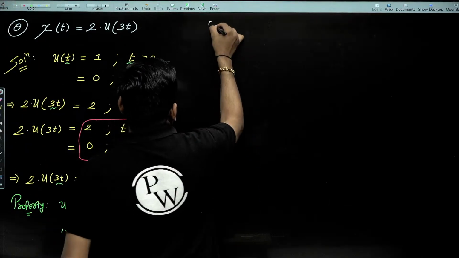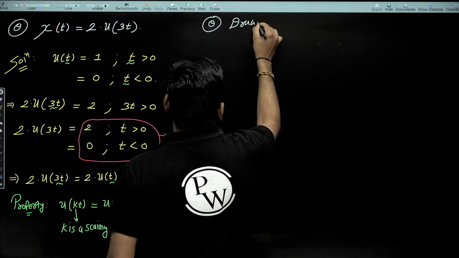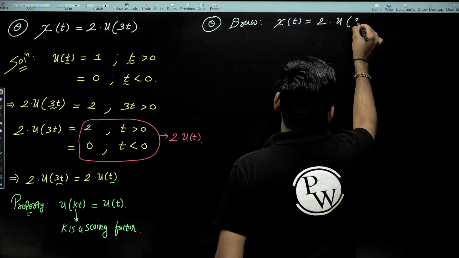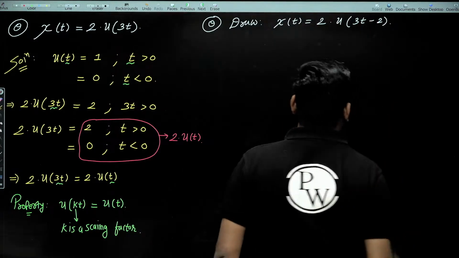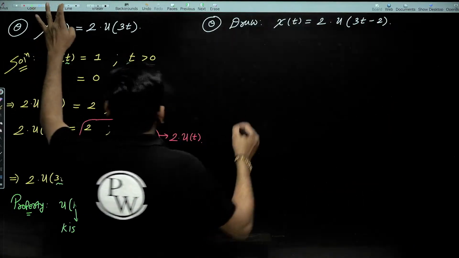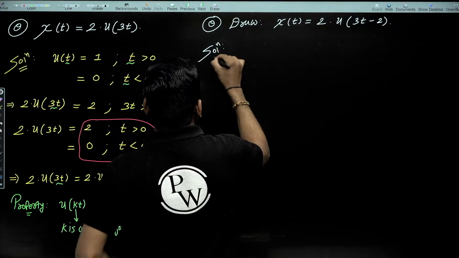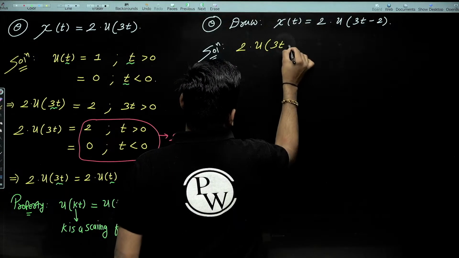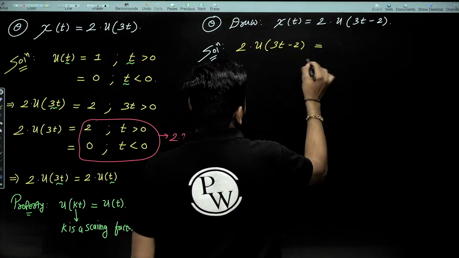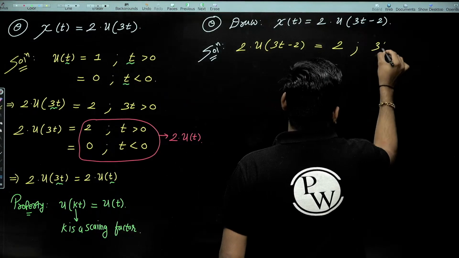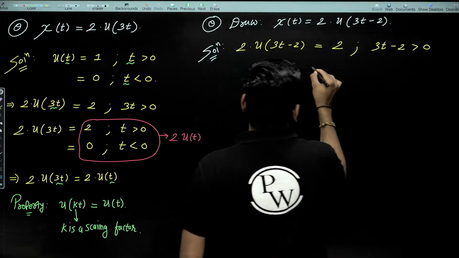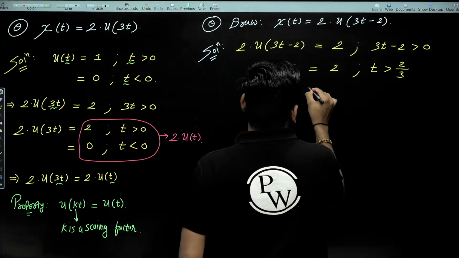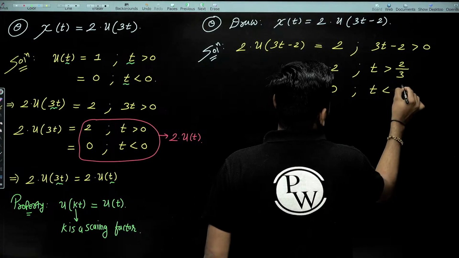Now see, suppose I am asking to draw x of t equal to 2 times u of 3t minus 2. So first the standard method. Here it is 2 times u of 3t minus 2. On the left-hand side you replace t with 3t minus 2, and on the right-hand side also everywhere you replace t with 3t minus 2 greater than 0. So it will be 2 for t greater than 2 by 3, correct? And it will be 0 for t less than 2 by 3.